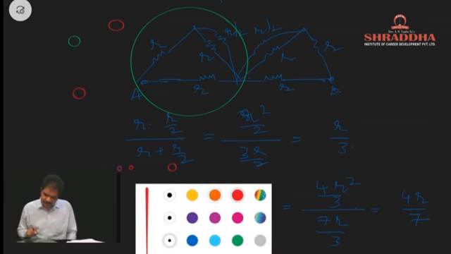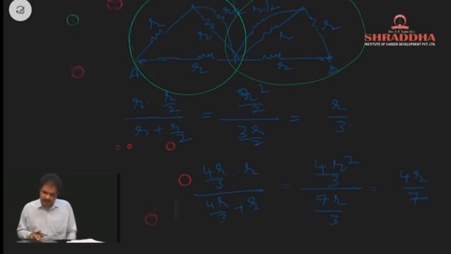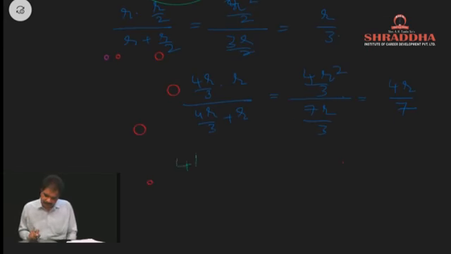Similarly, this part's effective resistance will also be 4R by 7. So 4R by 7 plus 4R by 7. Effective resistance will be 8R by 7.